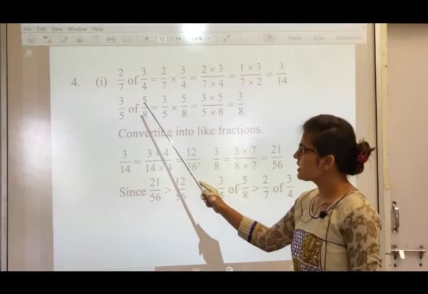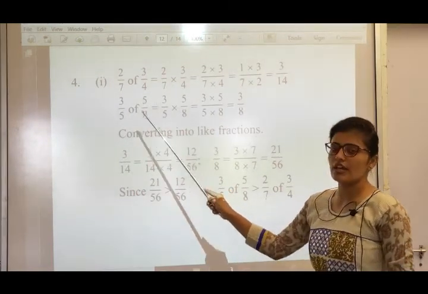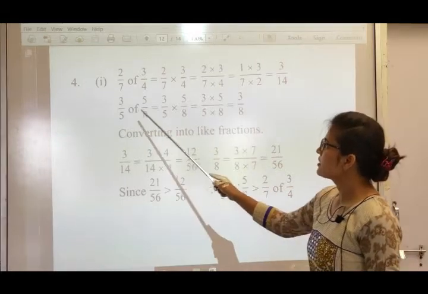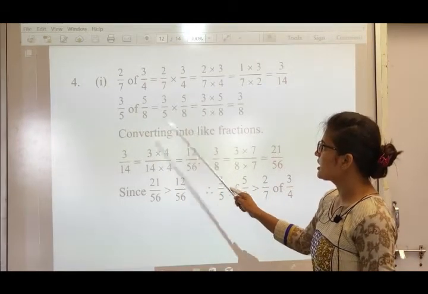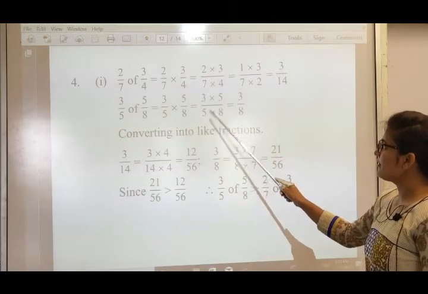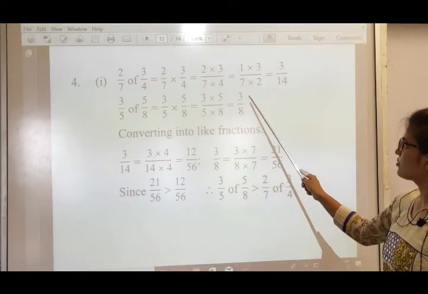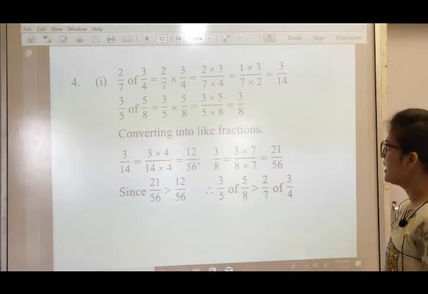Now another thing is given, 3 by 5 of 5 by 8. This also we have to find the answer of. So instead of "of" we will put a multiplication sign. 3 by 5 multiply 5 by 8. So 3 multiply 5, 5 multiply 8. 5 will cancel out and 3 and 8 are remaining. So 3 by 8 will be the answer.